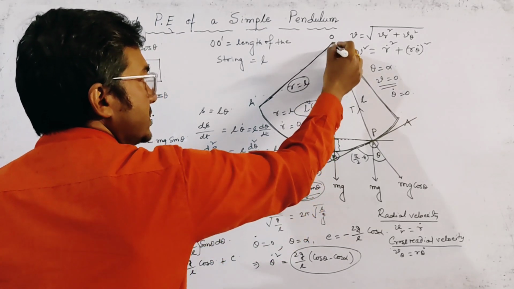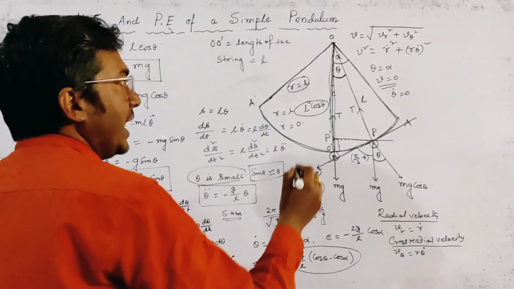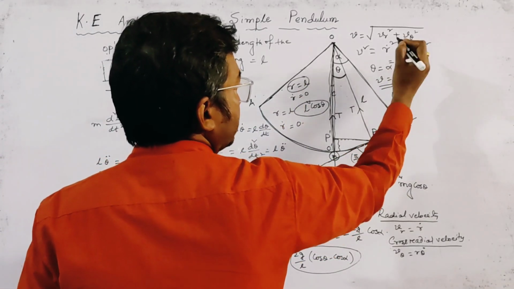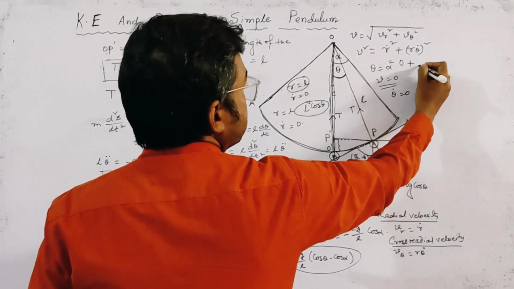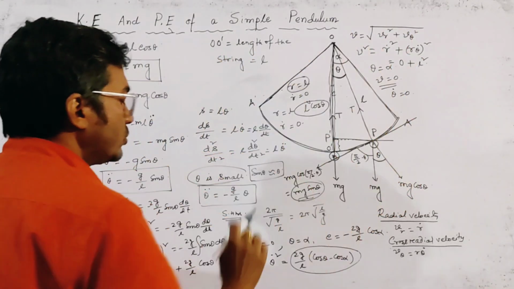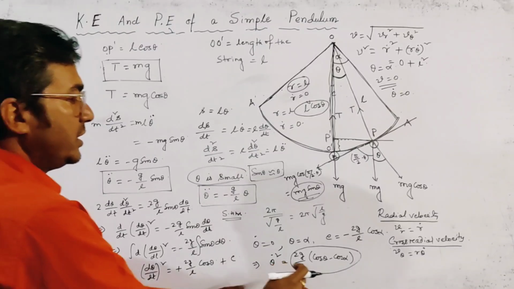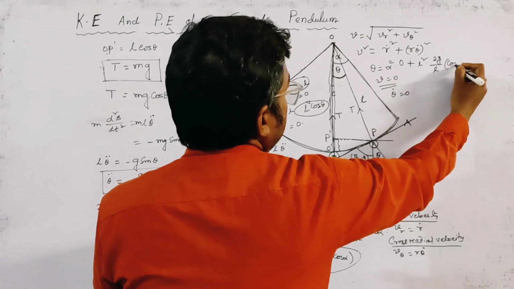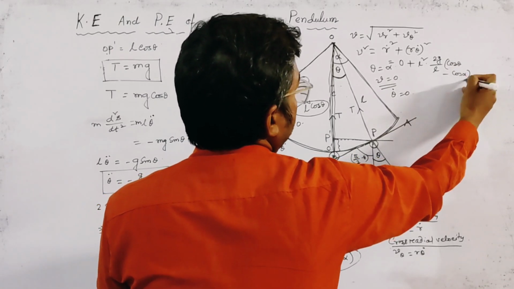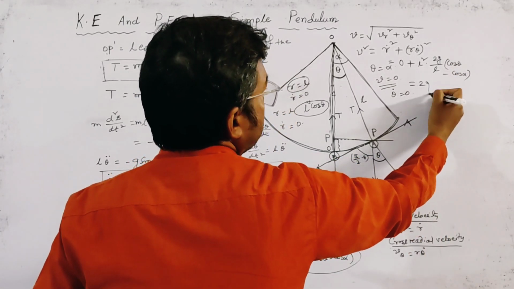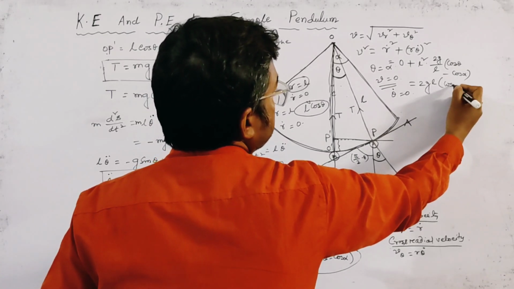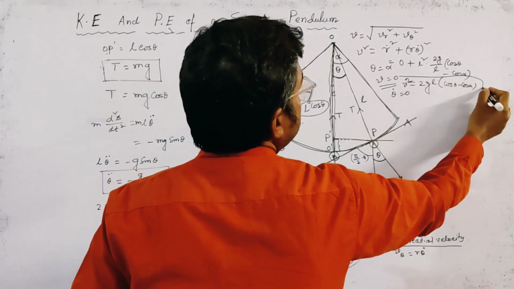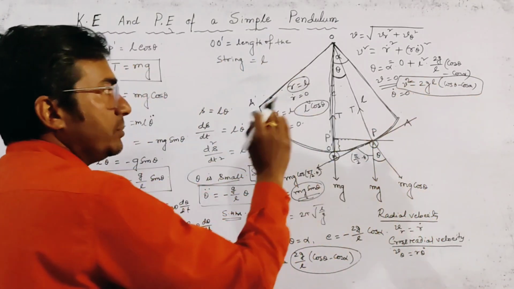This is constant, this is the length of the string, and clearly r dot is equal to 0. So from this result we get 0 plus L square into theta dot square. Theta dot square we already derived here; this is given by 2g by L into cos theta minus cos alpha. So we get 2gL into cos theta minus cos alpha. This is the expression for the velocity of any point of the particle.